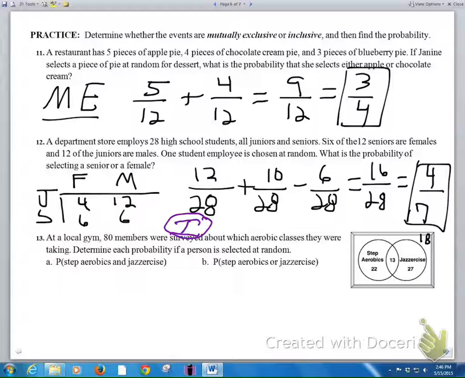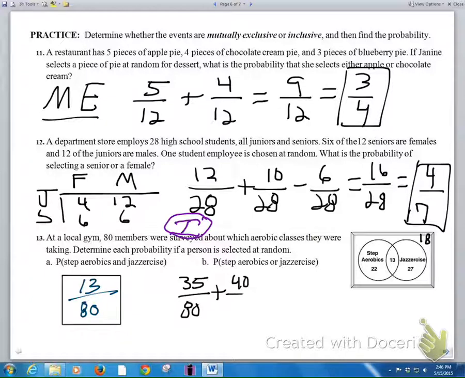So probability of step aerobics or jazzercise. So you're going to say it's going to be 13 out of 80. That's the middle. You know that's the middle from the Venn diagram. That's the 13, that's the overlap. So we already know that. Step aerobics or jazzercise. So you're going to take the 35 that take step plus the 40 that take jazzercise and subtract the overlap of 13. So I added the step aerobics circle, I added the jazzercise circle, and then I subtracted the overlap.